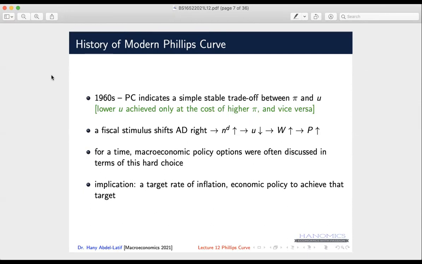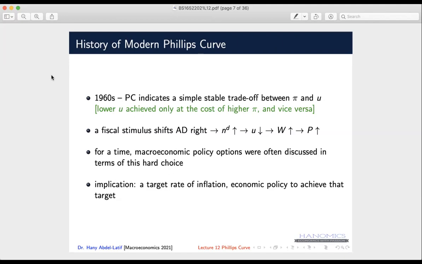So this is the link: shifting aggregate demand to the right means there's more demand for labor, which means the unemployment rate will fall. And when the unemployment rate falls, as we discussed when we talked about the labor market, that will push wages up, and that will push prices up. Of course, we discussed this in the labor market when we discussed the different determinants of unemployment.